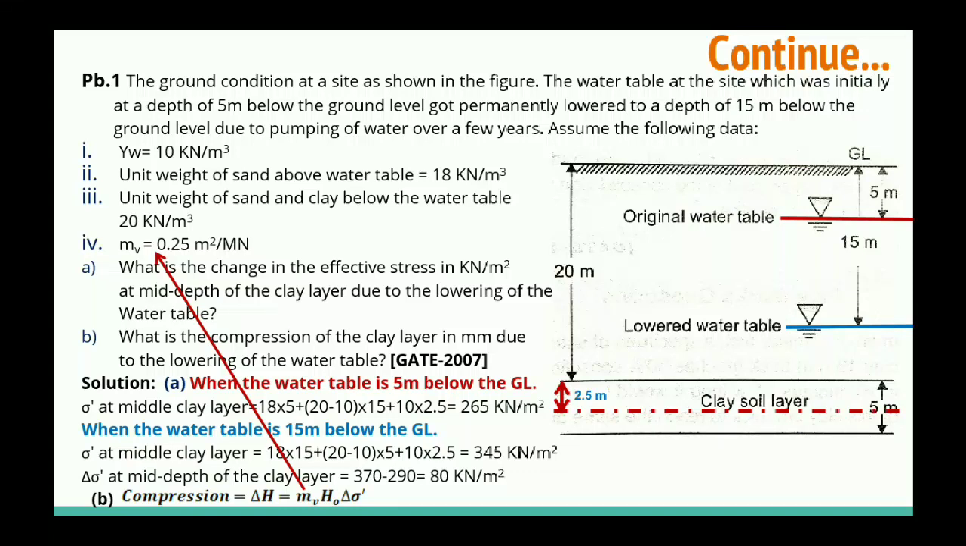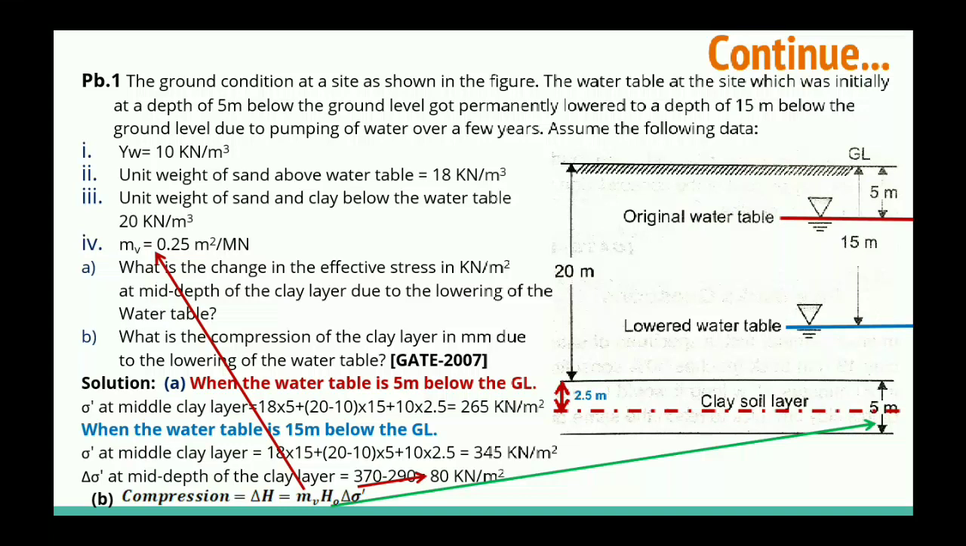Okay, so mv we have this value 0.25. We have the H0 value, that is 5 meter, because the total thickness of the clay layer is 5 meter. We have the delta sigma dash 80. See, one thing you have to remember here. In the first part, we have calculated the change in the effective stress at the middle depth of the clay layer.